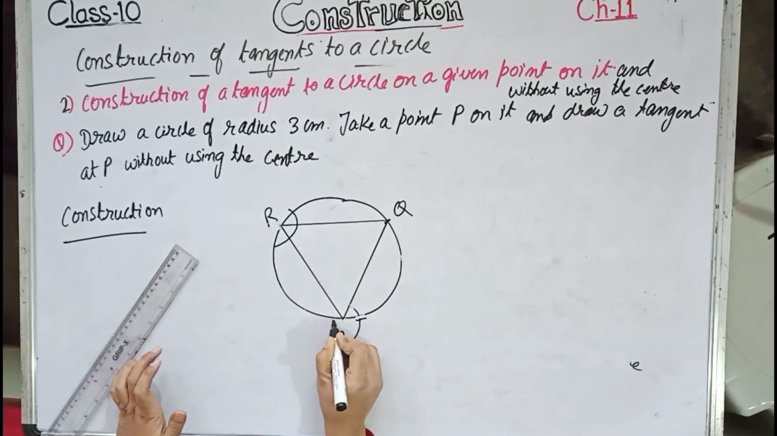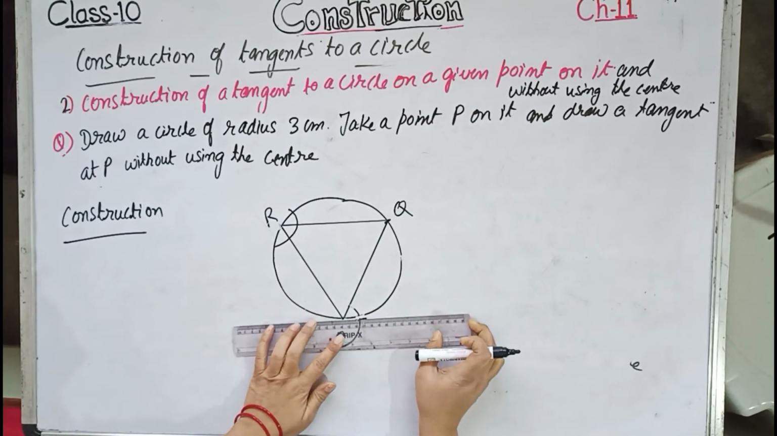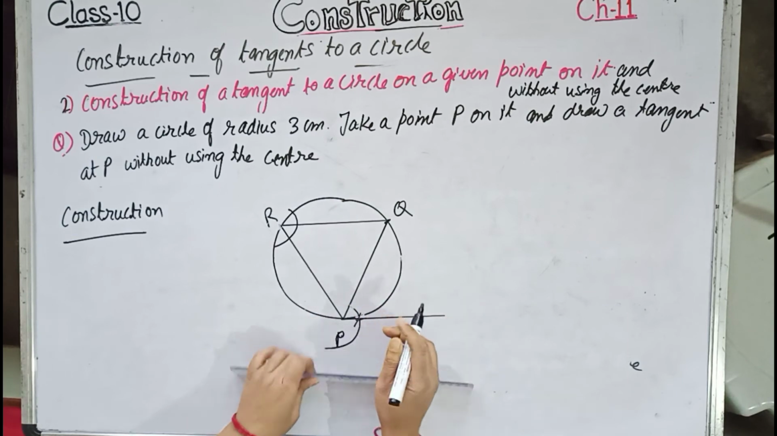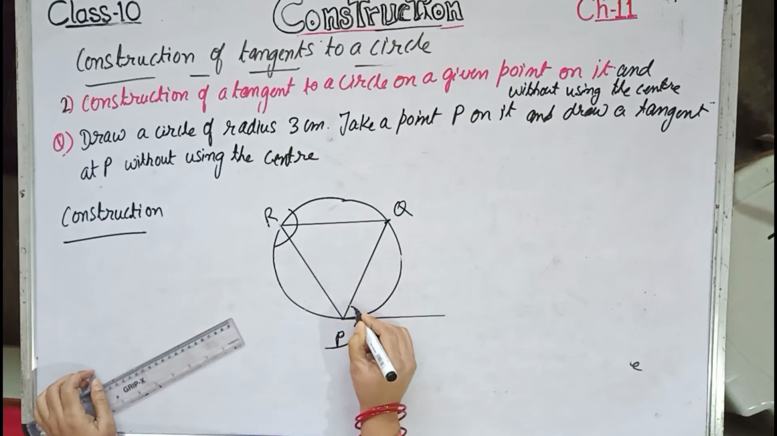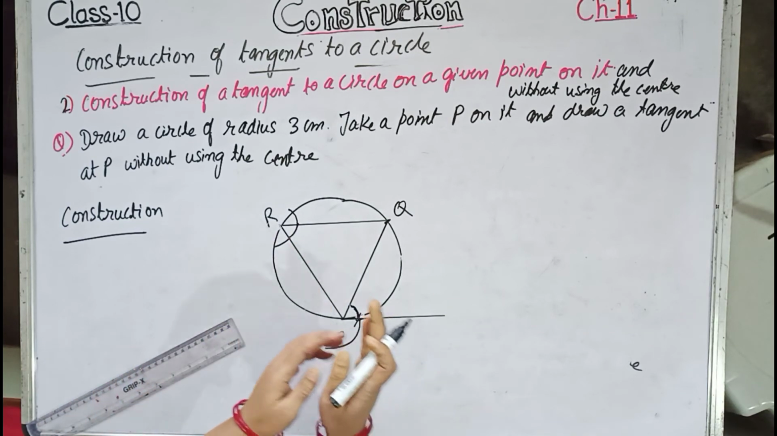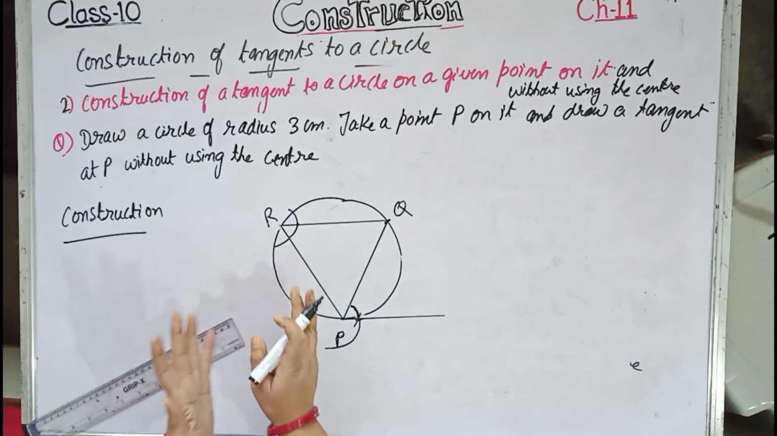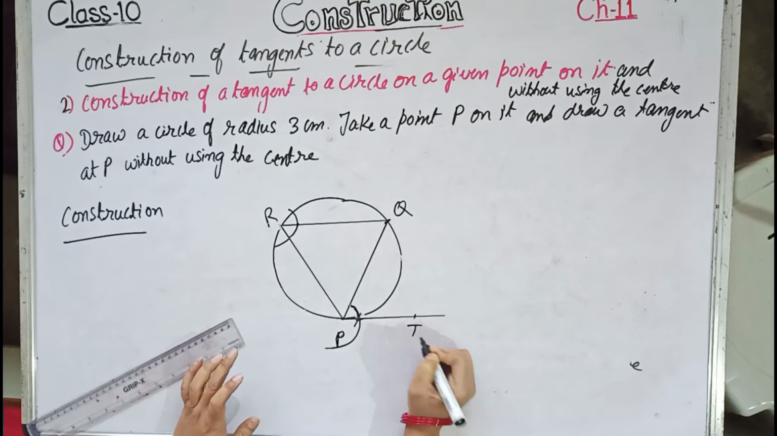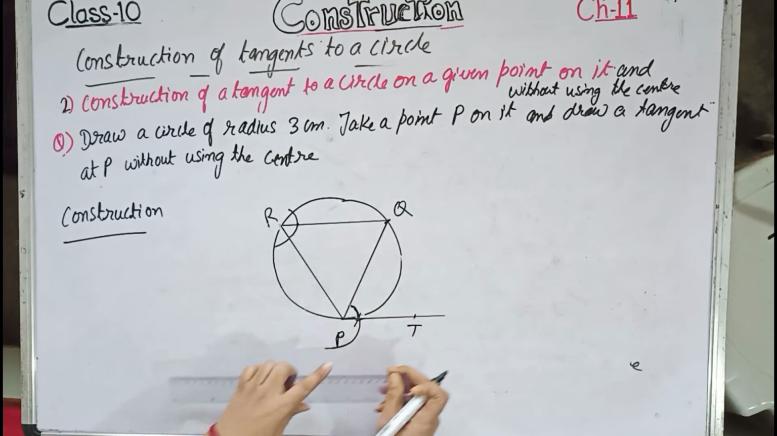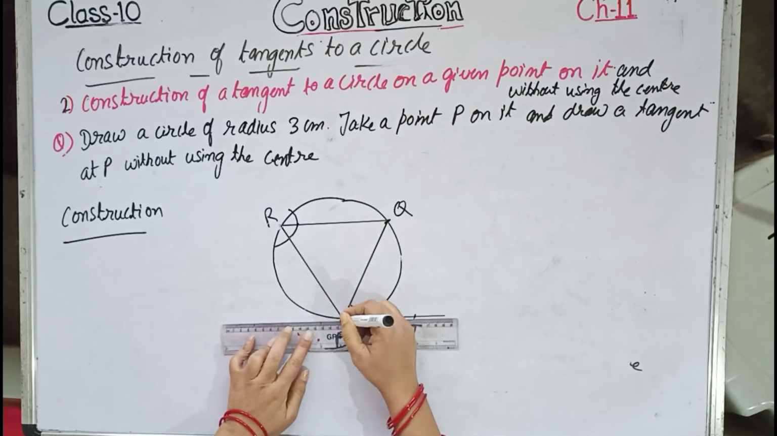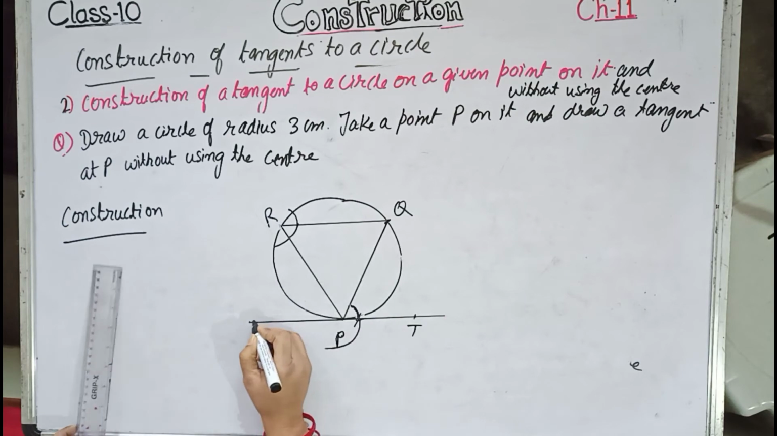Now this point P you take and extend it. So what we have done, we have made an angle, this angle equal to this angle. This angle is exterior and this angle is in the alternate segment. So exterior angle equals angle in the alternate segment. So using this concept, we have drawn a line over here. Let us name it PT. So PT is tangent to the circle. Now with the help of this scale, you extend in this direction as well. PT dash.